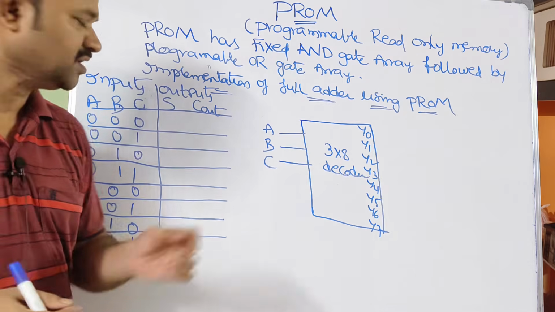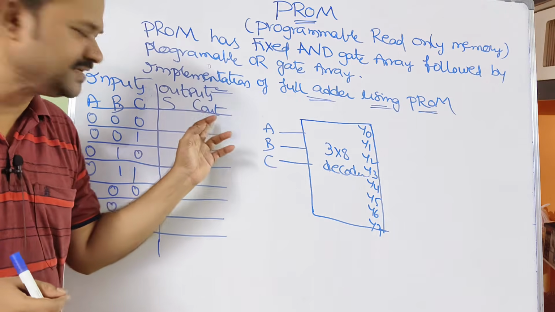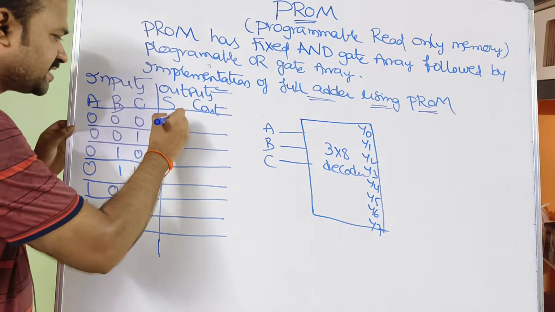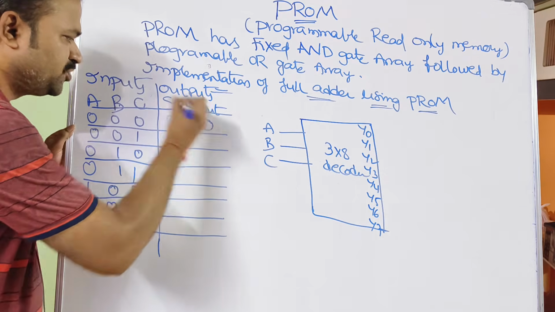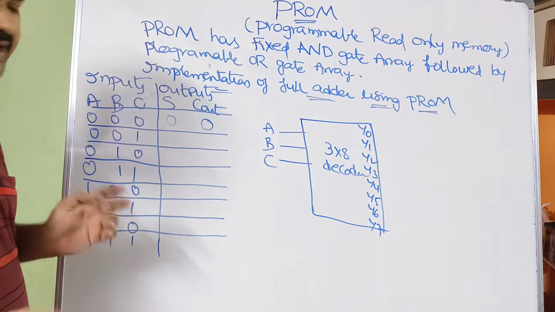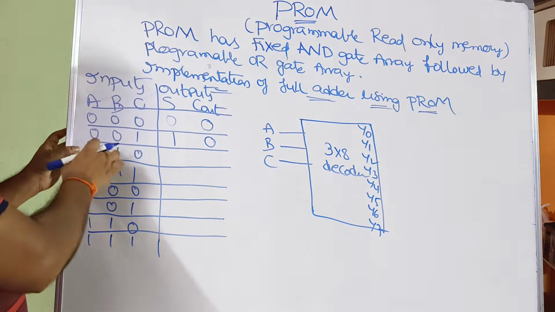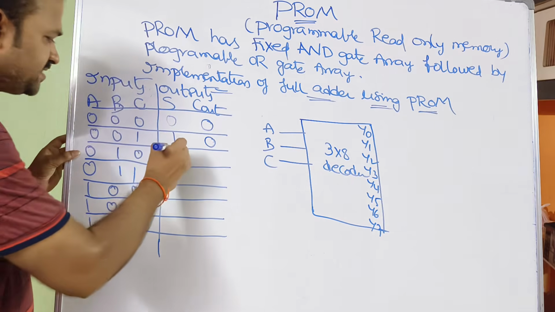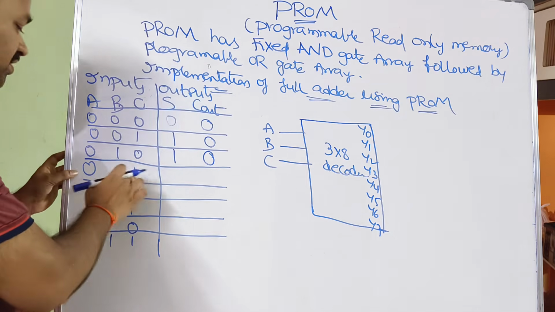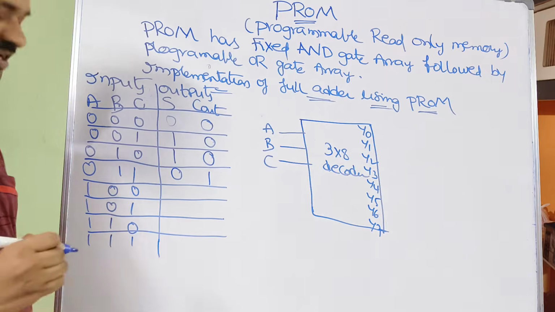A, B, C are the inputs, and the outputs are sum and output carry, denoted by C out. So 000 means sum is 0, output carry is also 0. Next, 0 plus 1 means 1, so sum is 1, output carry is 0. Next, 1 plus 0 means sum is 1, carry is 0. Next, 1 plus 1 means sum is 0, carry is 1.